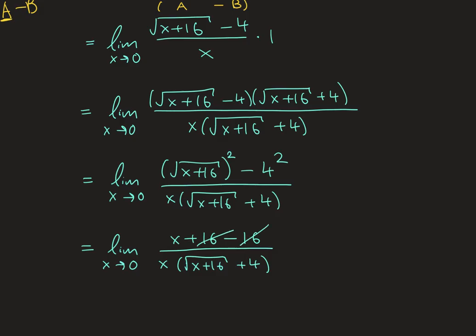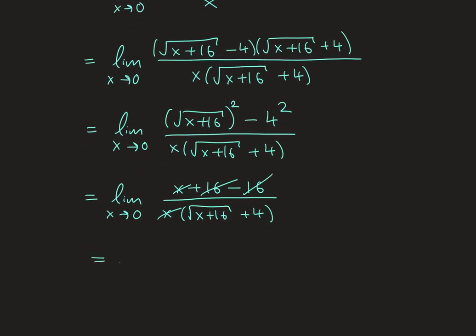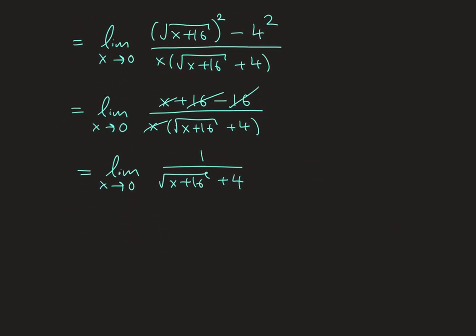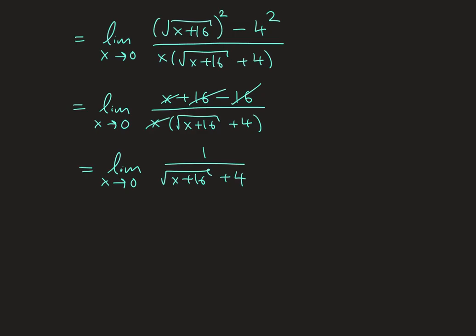These guys cancel. Oh, and then the x's cancel. So all I have left is the limit as x approaches 0 of 1 divided by the square root of x plus 16 plus 4. And I recheck. What happens if I plug 0 in right here? Am I still dividing by 0? And the answer is no. All I would have is 1 over, and notice this is the first time that the limit does not show up.